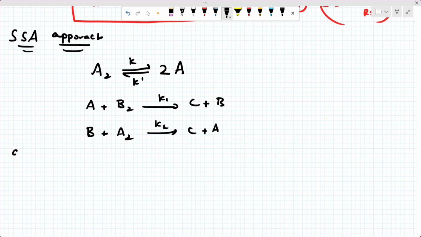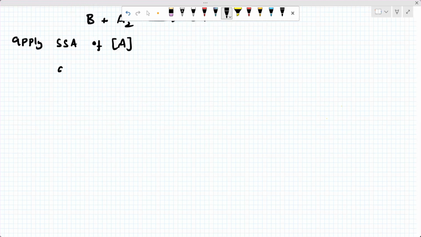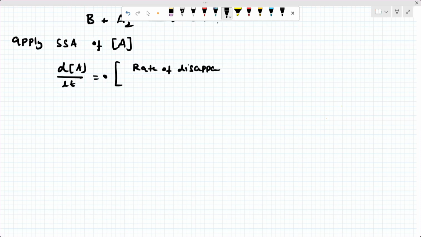Now the question: apply SSA for the A concentration. Now see, please note carefully. What does it mean that d[A]/dt is equal to 0? The rate of consumption, the rate of disappearance of A, equals the rate of appearance of A. That is the meaning.